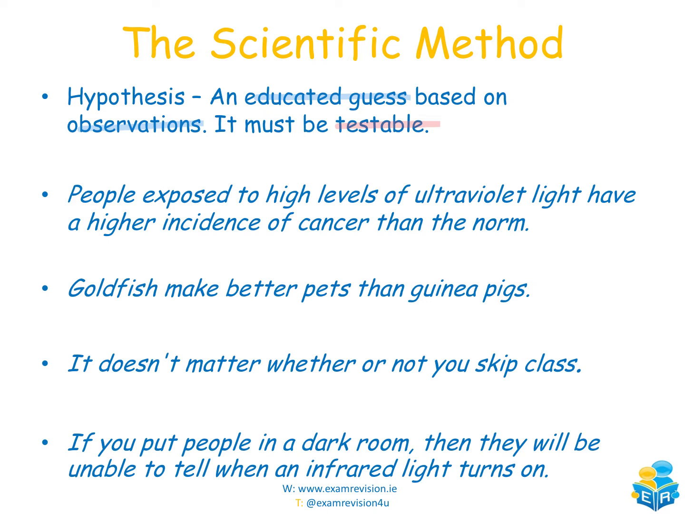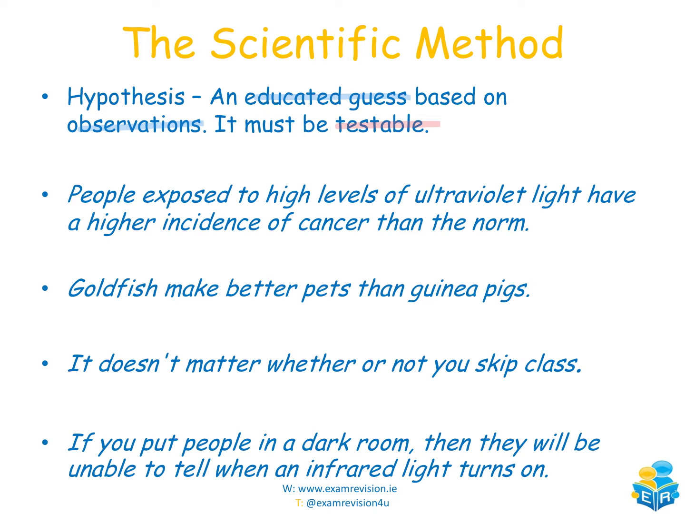We have people exposed to high levels of ultraviolet light have a higher incidence of cancer than the norm. We have that goldfish make better pets than guinea pigs. We have it doesn't matter whether or not you skip class. And we have if you put people in a dark room, then they will be unable to tell when an infrared light turns on. So some of those are testable, some of those are not testable. We might be able to make them testable to a certain extent by changing the wording of them, but you could have a quick read through those now and decide which ones for yourself are testable.